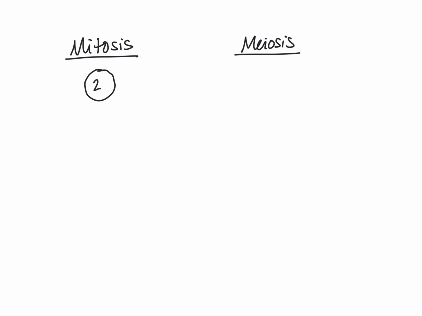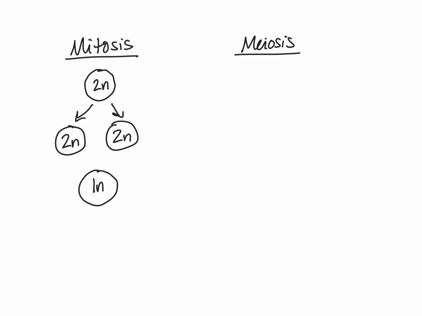Now let's compare mitosis with meiosis. As we covered on the previous slide, with mitosis, if you start out with a diploid cell, you are going to end up with daughter cells that are also diploid. Or if you start out with a haploid cell, the only option is for the daughter cells to also be haploid.